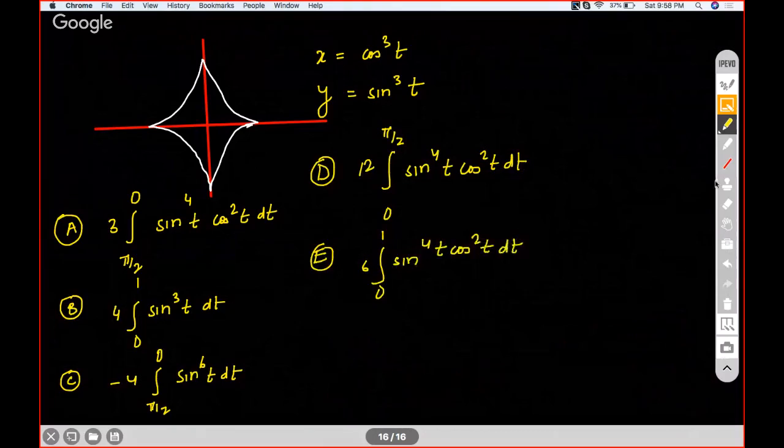By the way, no, it'll be either A, D, or E. That's too many options. Should not be difficult.